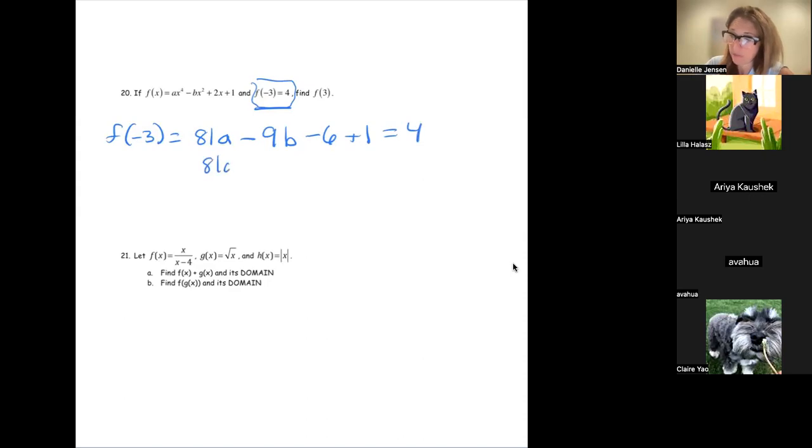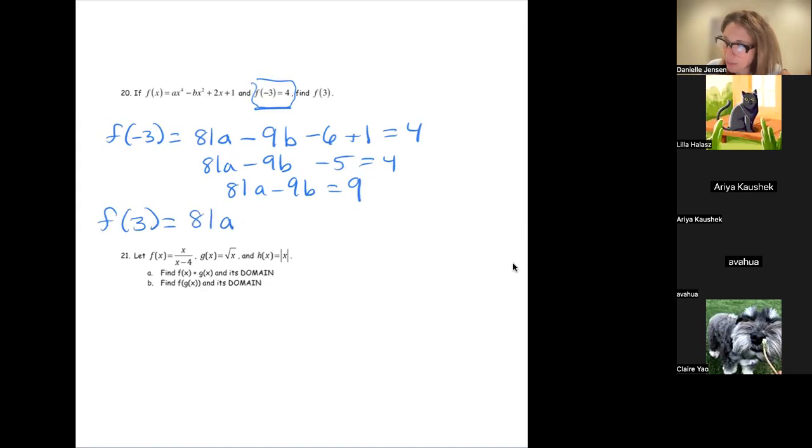Yeah, the bummer is I have 2 variables, which isn't super helpful right now. But let's just do what we can here. So we have 81a minus 9b equals 9. So that's one equation. Again, not really going anywhere right now, but I want to know what f of 3 is. So let's do that. If I plug in 3 for x, I've got 81a minus 9b plus 6 plus 1. And I want to know what the heck that equals.